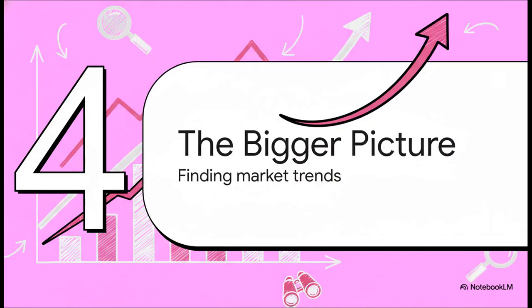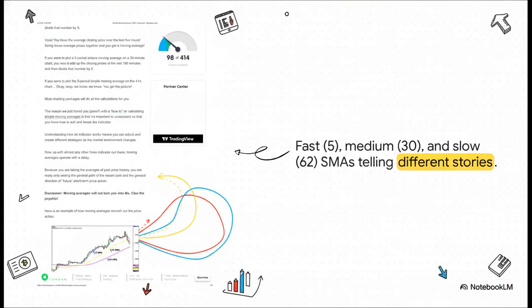Okay, so we know what it is, we know how it's calculated, but why should you care? Well, this is where the SMA becomes an incredibly useful ally. It helps you see the bigger picture. Remember that chaotic chart from the beginning? Well, here it is again. But this time we've laid 3 different SMAs on top of it. We've got a fast one, a medium one, and a slow one. See how each one cuts through that noise and tells a different, much smoother story about what's going on?